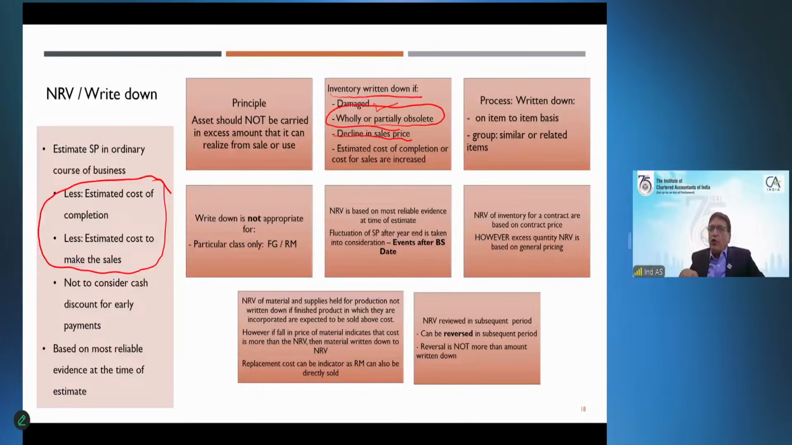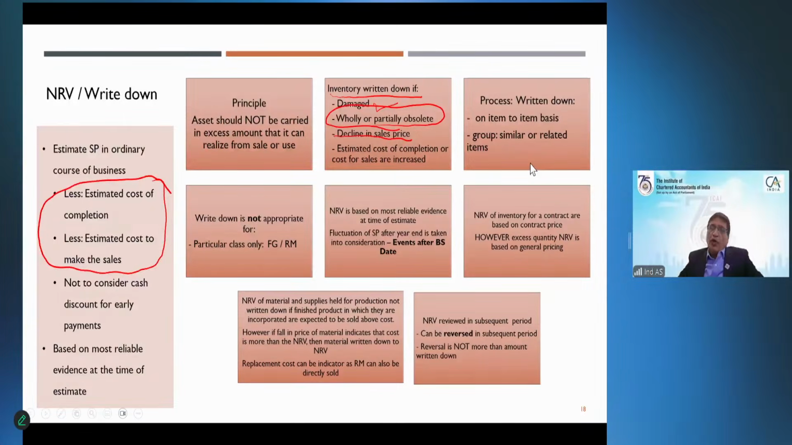The other way to look at it, when we have to be specific about NRV testing, is when the expected cost of completion becomes too high. If the expected cost of completion is becoming too high, that means your profit would be squeezed or there might also be a loss. So therefore, we attempt to do the NRV testing, and accordingly we bring down or write down our inventory.